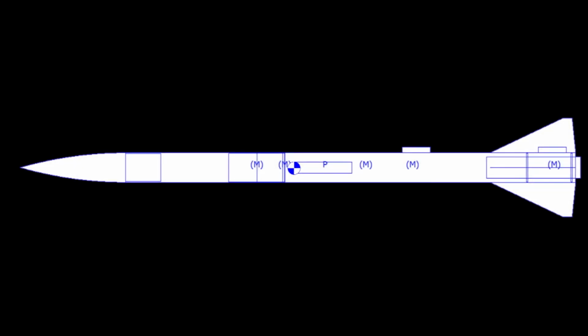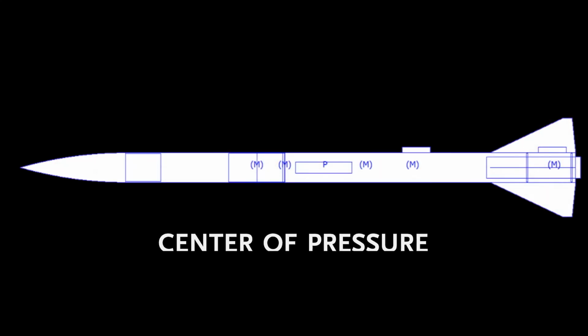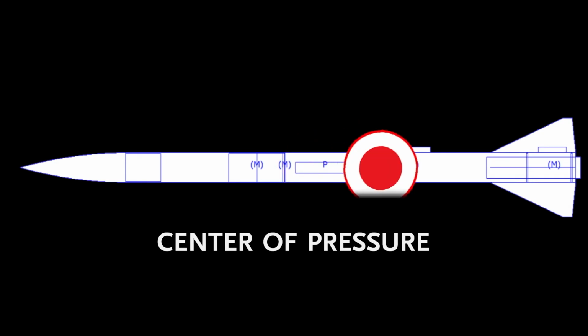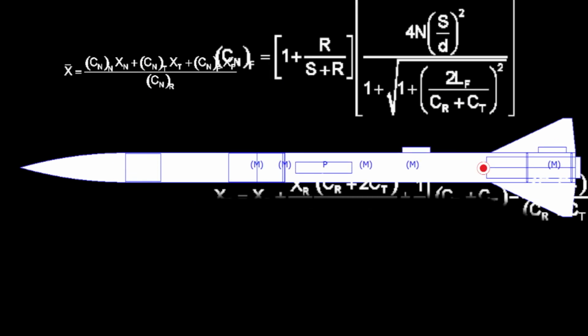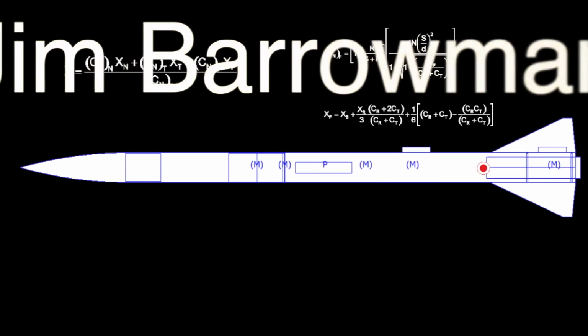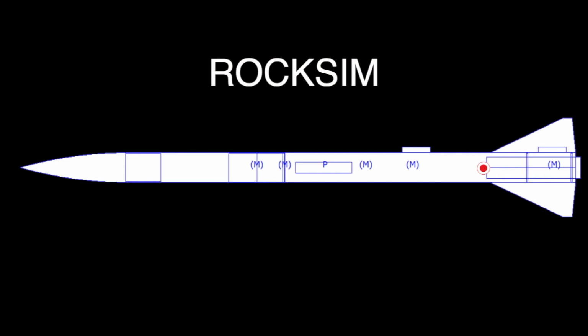The simulation calculates the center of gravity using the mass and density of the different components specified in your model. Center of pressure is an approximation of the single point at which all of the aerodynamic forces act on your rocket. Calculating the center of pressure requires complex calculus. Luckily, a NASA engineer, Jim Barrowman, did all the math in the 1960s, and RockSim takes all that math and calculates the center of pressure for you. We suggest you use the Barrowman equations in RockSim.